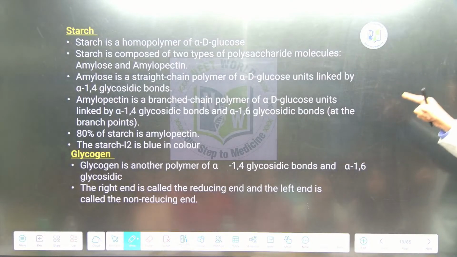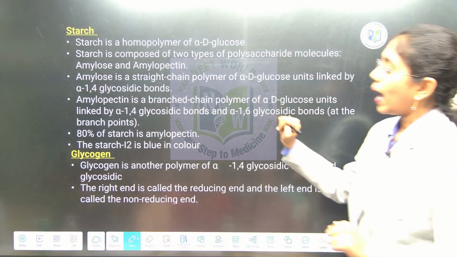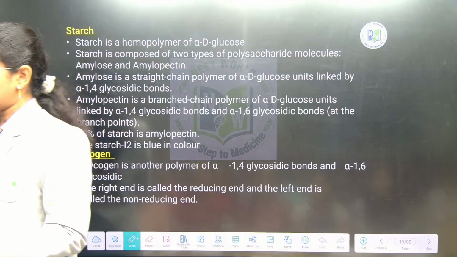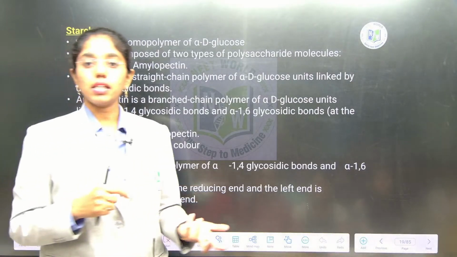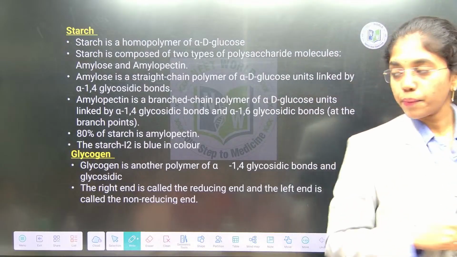80% of starch will have amylose or amylopectin. And does starch give a positive test for iodine? Yes, it gives blue color. Cellulose doesn't give. Why? Because it doesn't have complex helices.